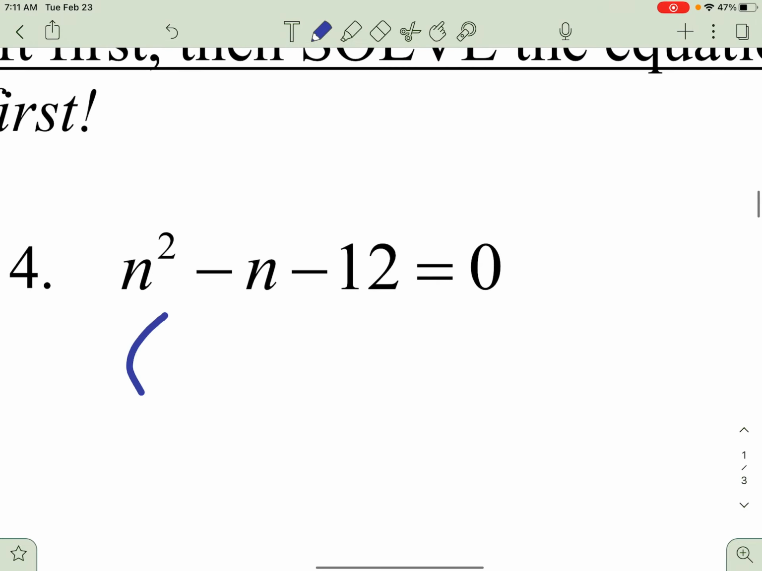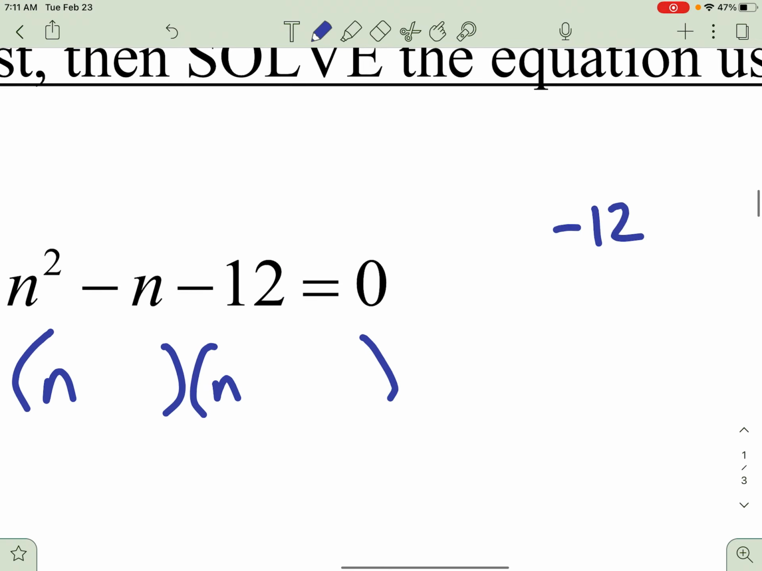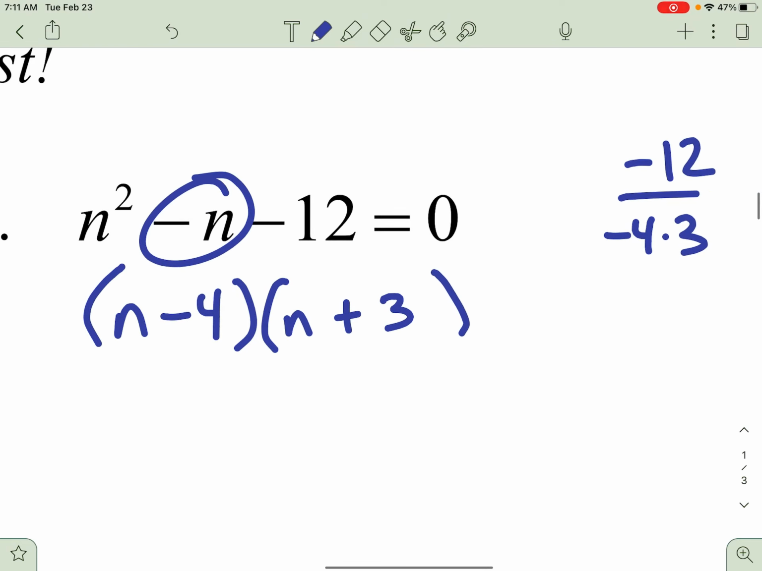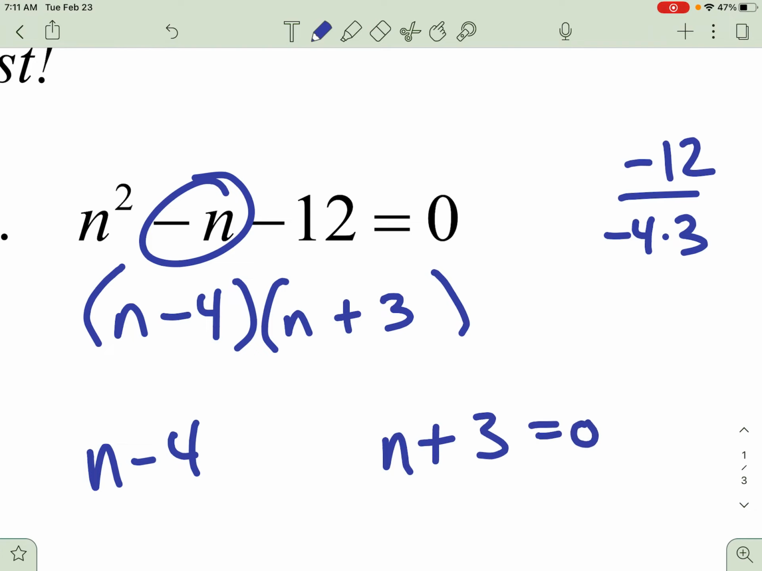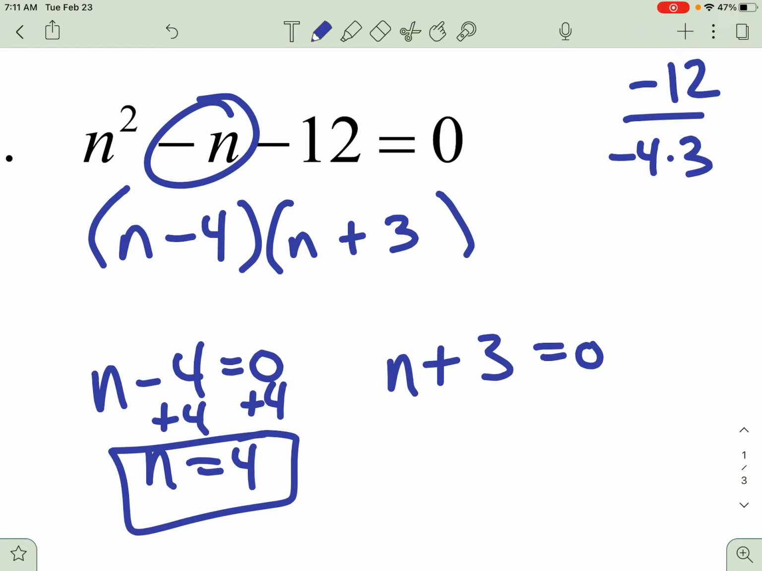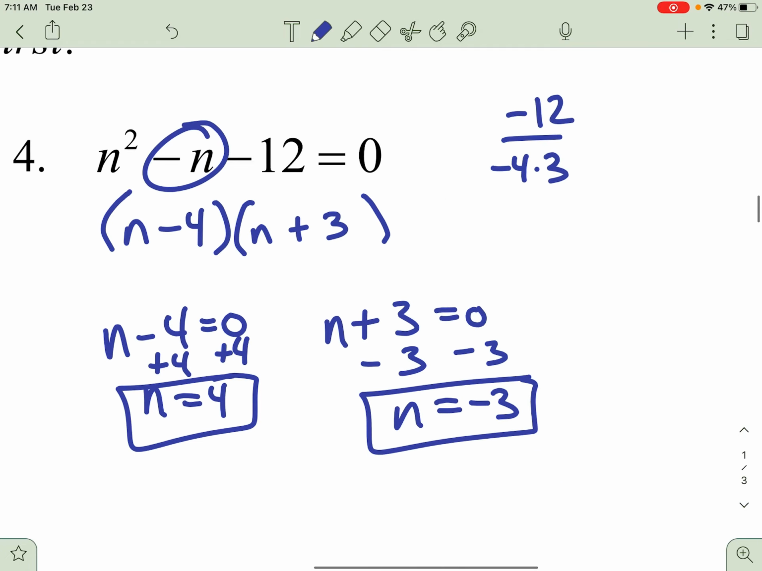Okay, same thing here. We got two factors. n times n would give me n squared. Factors of negative 12, that would give me a negative 1, or negative 4 times 3. So a negative 4 and a positive 3. To solve, set each of those factors equal to 0. So in this case, when you add 4 to both sides, n is a positive 4. When you subtract 3 from both sides, n equals a negative 3. Okay, so our solutions are 4 and negative 3.